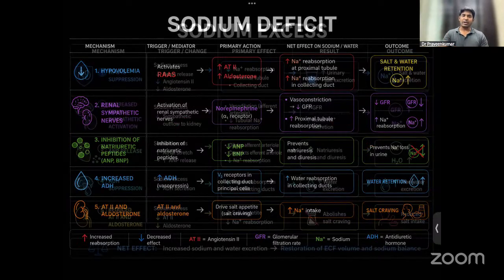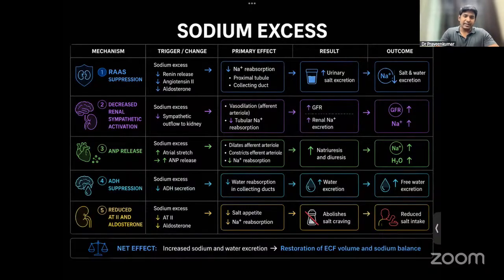Now, on the contrary, whenever there is excess of sodium, the exact opposite happens. There is suppression of the renin-angiotensin-aldosterone system, so that will cause salt and water excretion. They will not be conserved, but will be excreted. Because there is less aldosterone and angiotensin 2, there is no salt craving for us. So we will not be eating a lot of salt, because we already have sodium excess. And there is decreased renal sympathetic nerve activation, so there will be increased sodium elimination. When the sympathetic system is activated, there will be salt conservation. When it is not activated, then salt will be lost in the urine, right?